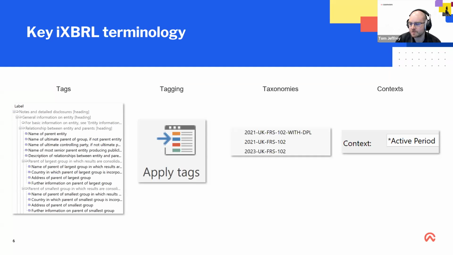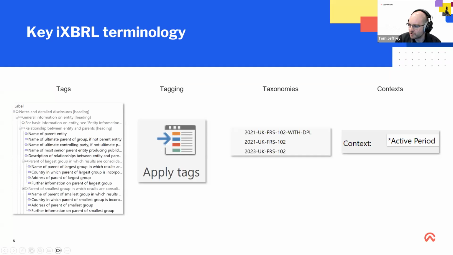So, for example, the period that it applies to. We're going to be talking about active period for the majority of the tags today. So that is a tag that applies to the full period as opposed to perhaps a fixed point in time. So, for example, balance sheet tags would usually be active period end date, and then we have active period for perhaps your P&L or any other disclosure that is relevant for the entire period.